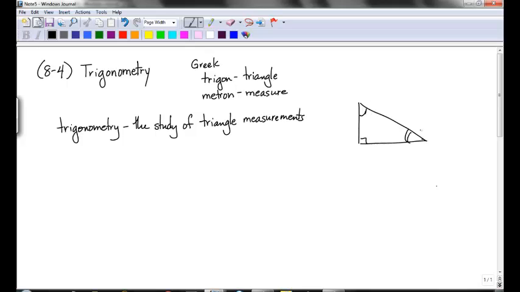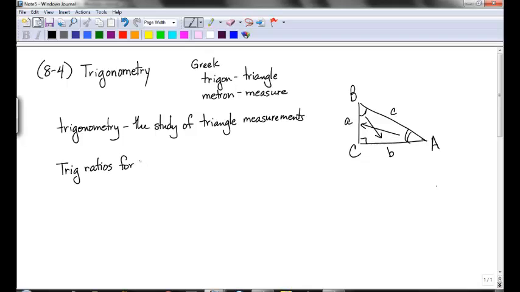Okay, we're still going to use ABC, uppercase letters, for the angles, and remember the right angle is your uppercase C. The side opposite angle A would be lowercase a. Remember the side that's opposite angle B would be lowercase b, and the hypotenuse is always the lowercase c.